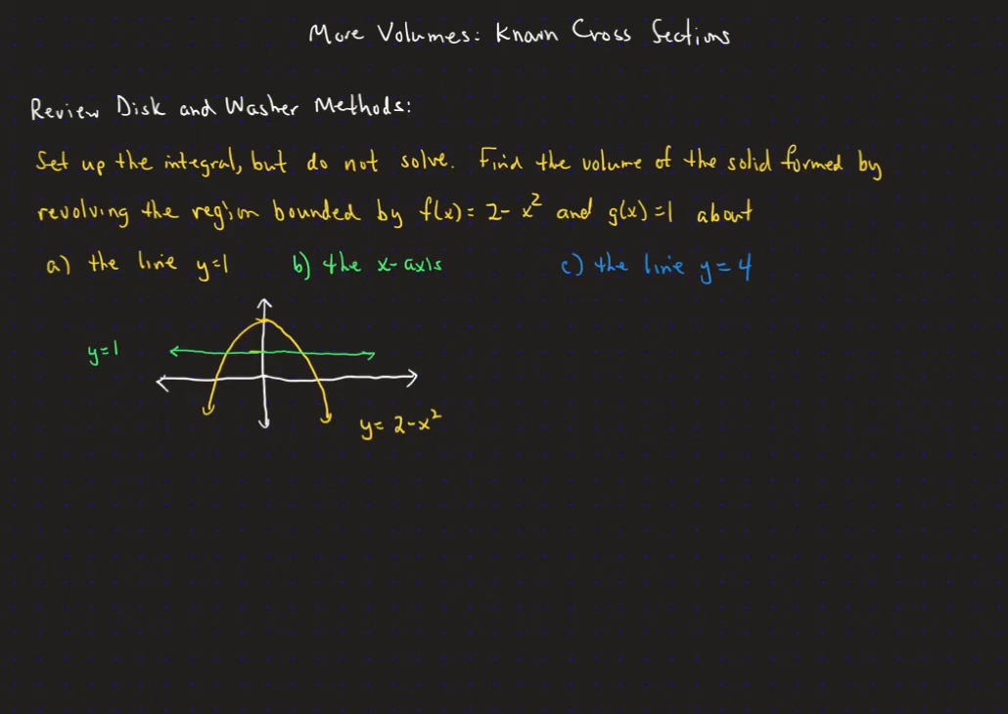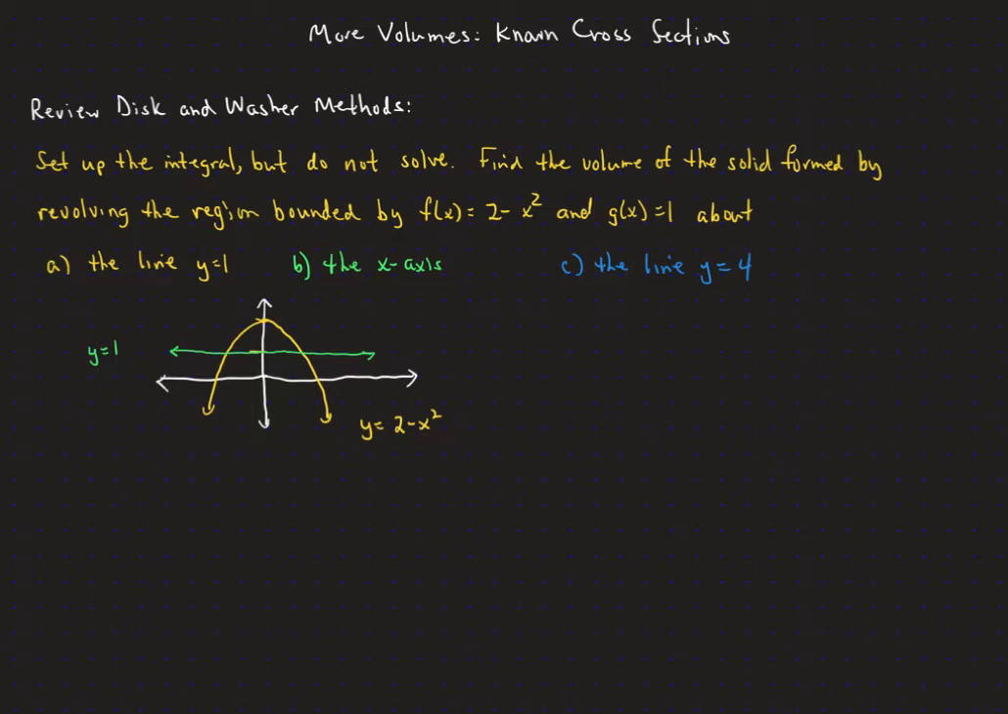We're going to look at some more volumes of revolution to review, and then we're going to do a new volumes strategy, finding volumes of known cross sections. So first we have an A, B, and C here. We're going to set up our integral but not actually work it out.